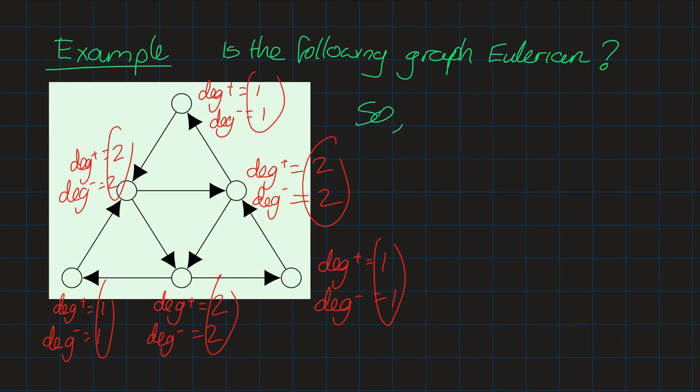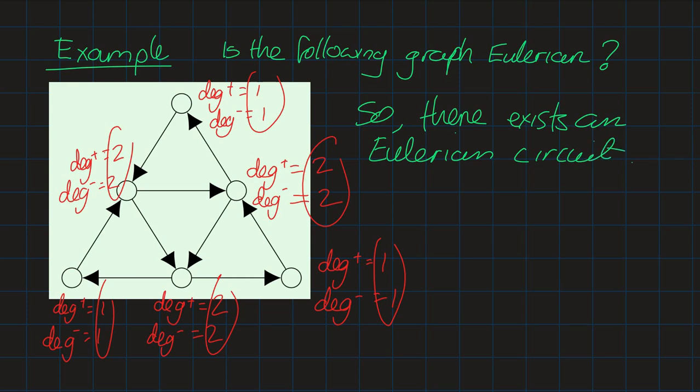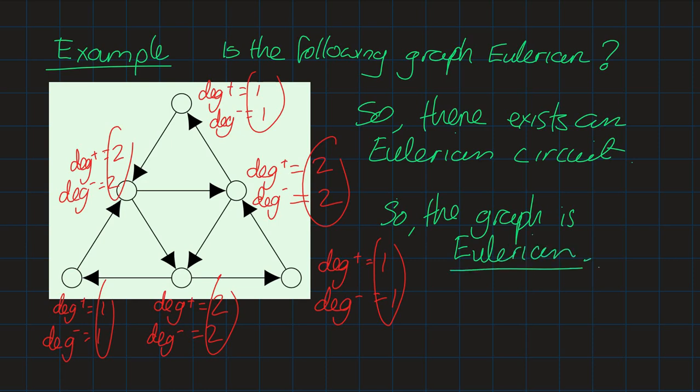So by the above theorem, there exists an Eulerian circuit. Okay, thus, that is what it means to be an Eulerian graph. So the graph is Eulerian. Okay, that's the end of this example, and it's the end of this video.